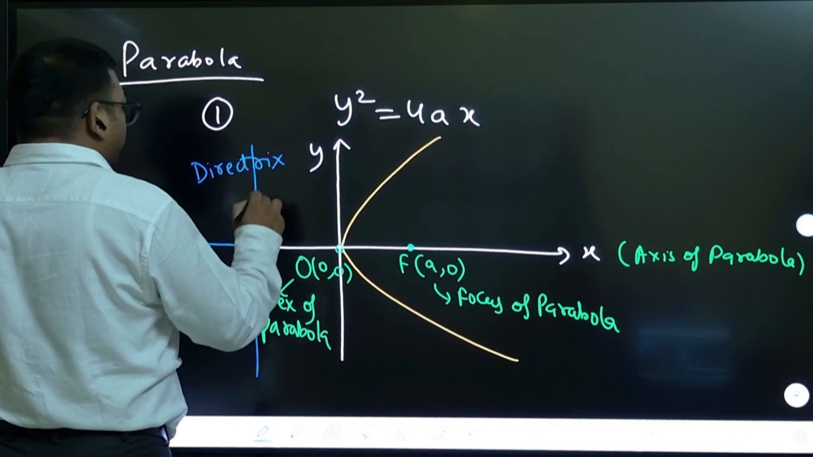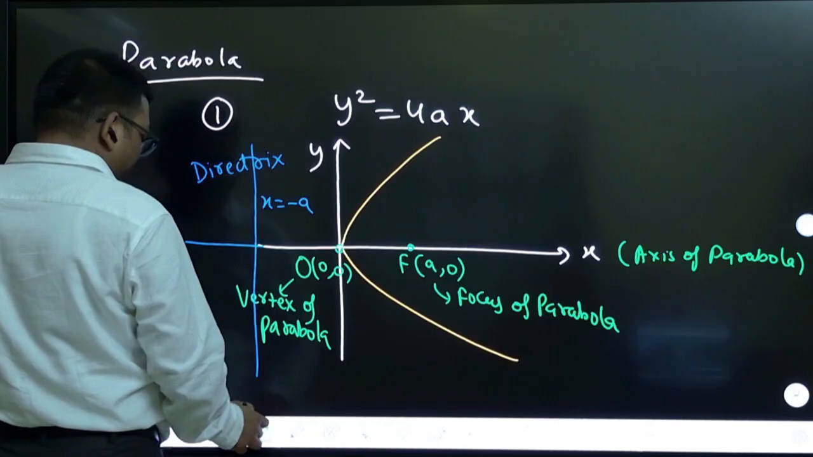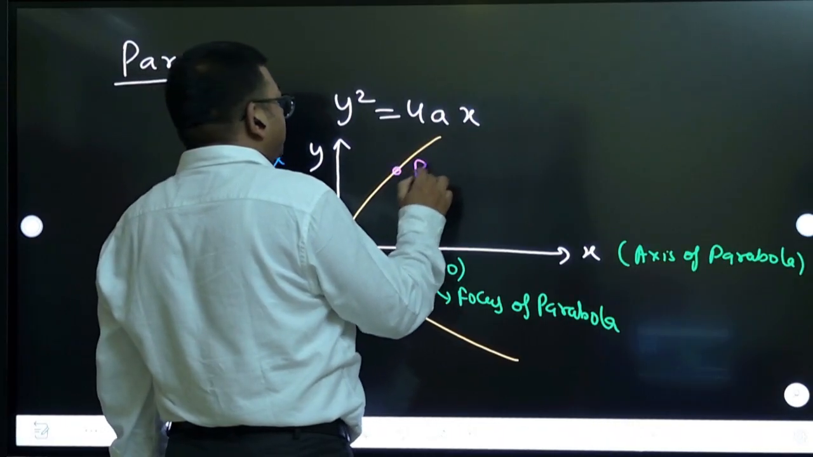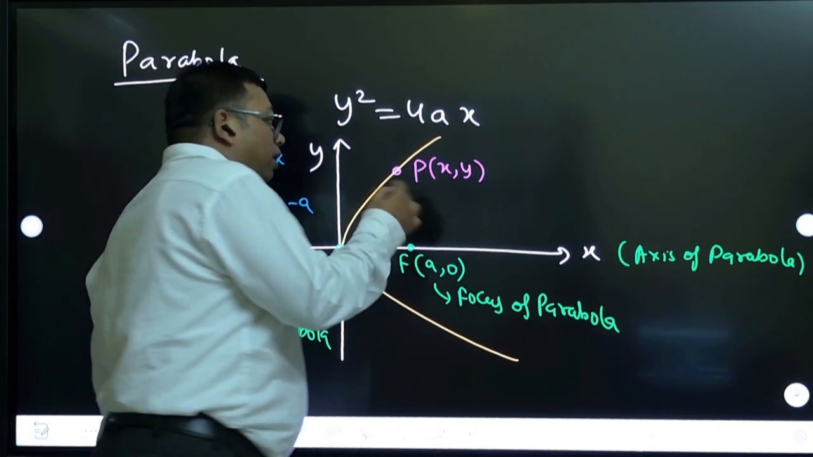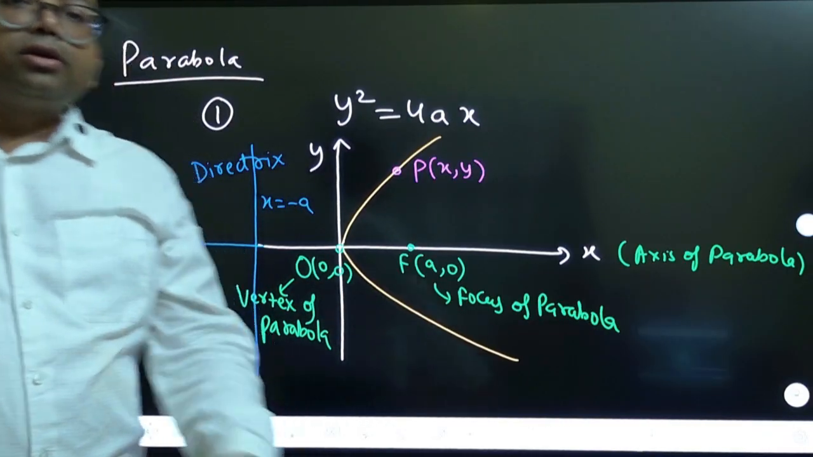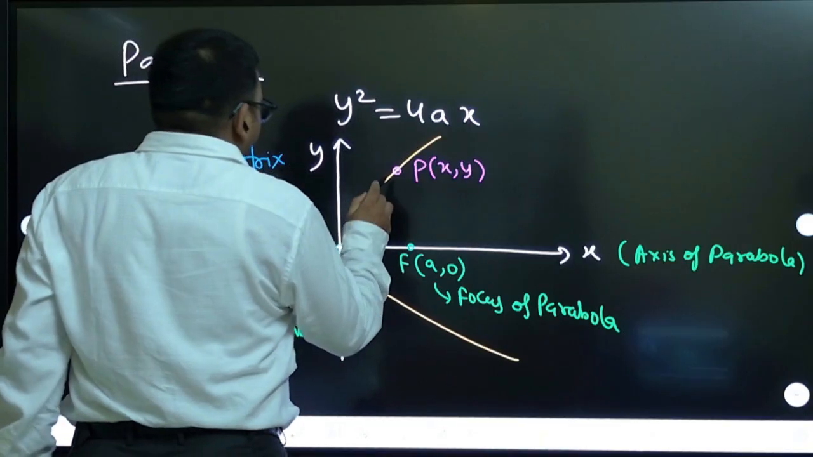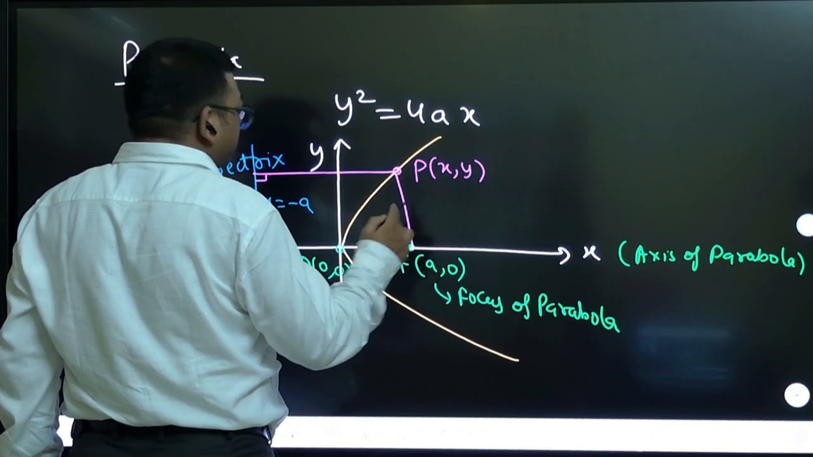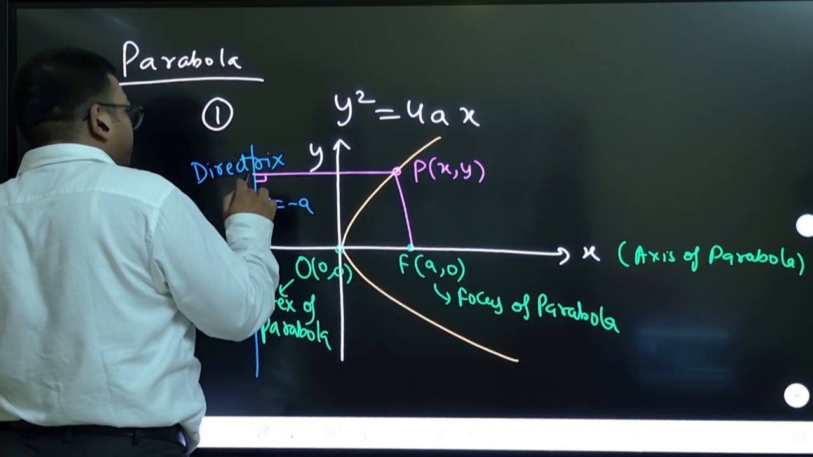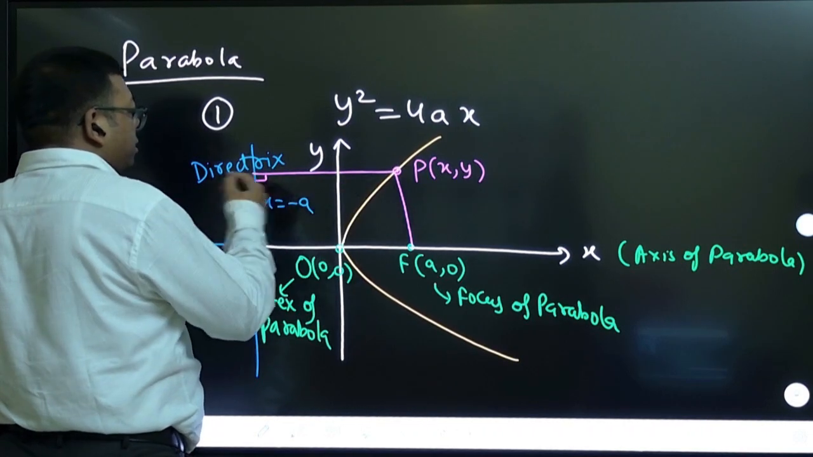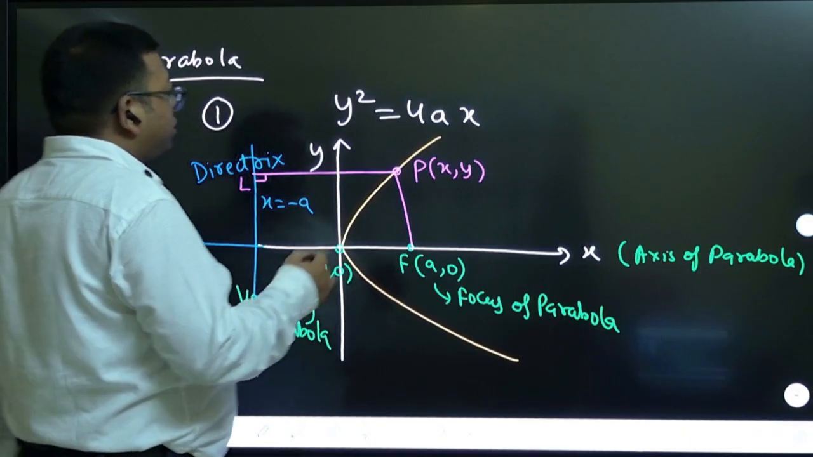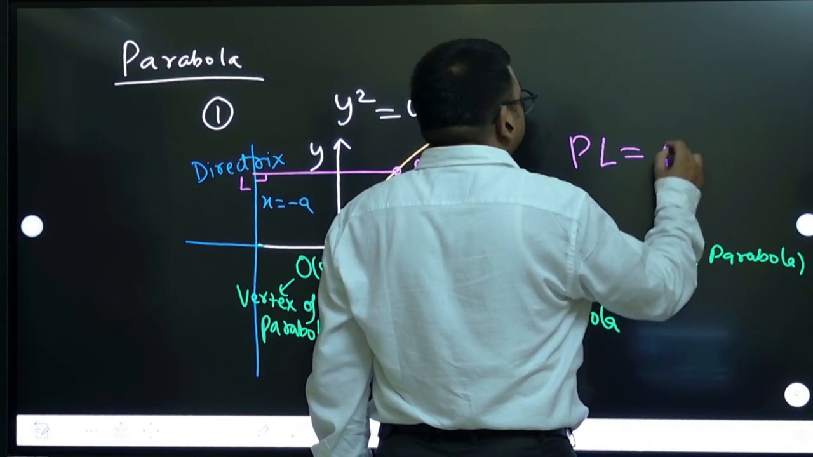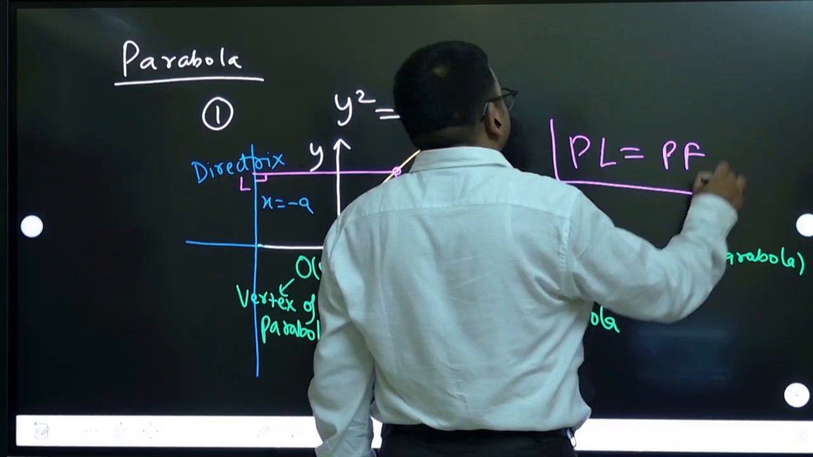So this line equation is x is equal to minus a. This line is called directrix. So how is this defined? Let us take any point P here, x comma y. How is x y related? The distance of this point from this directrix and distance of this point from the focus, these two distances are equal. Let us call this as L. L is the perpendicular line. So this distance PL is equal to PF. That's what is the definition of parabola.